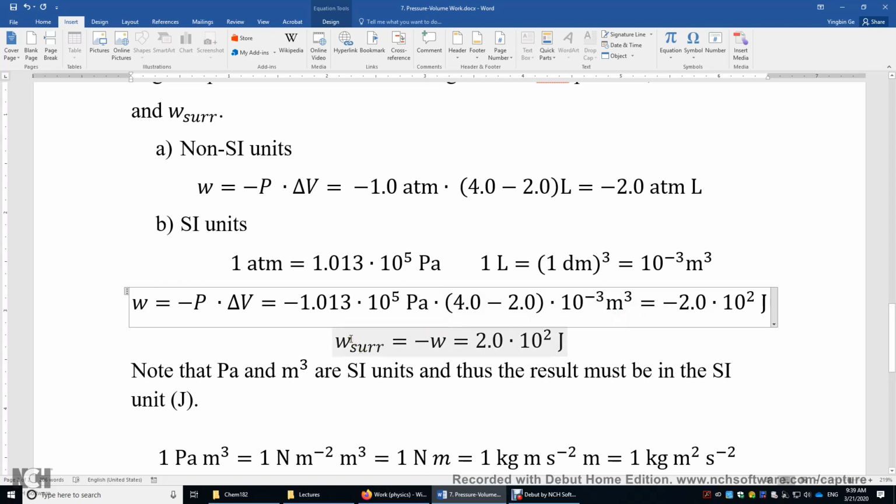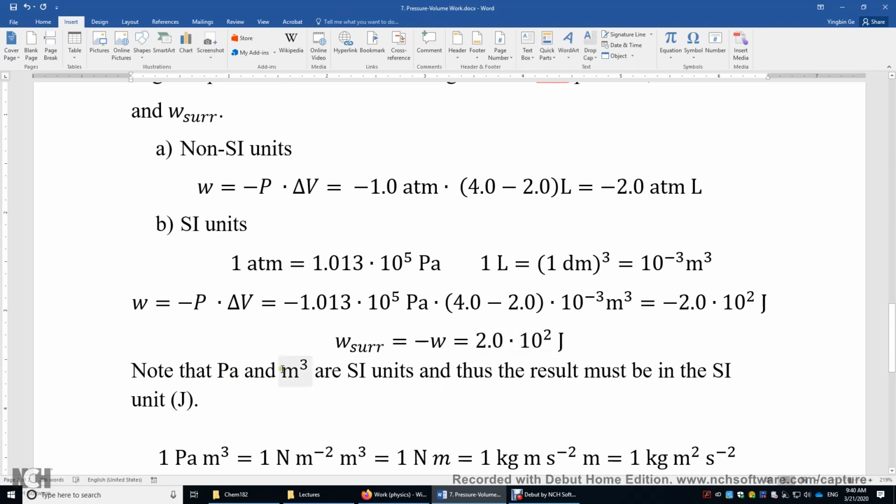What about the work of the surroundings? The work of the surroundings is always equal to negative work of the system. So simply we change the sign. We say work of the surroundings is positive 200 joules. Again, it's because the system is doing work to its surroundings. The system loses energy, therefore work is negative. The surroundings gain energy, therefore this value is positive for the surroundings.